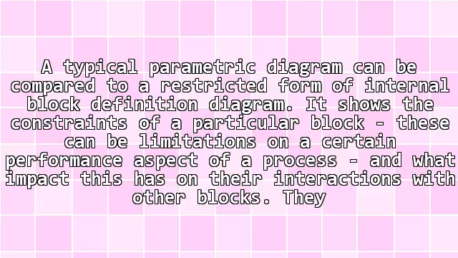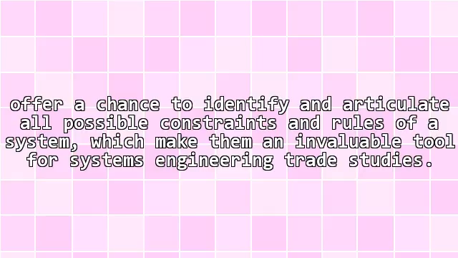Parametric diagrams. A typical parametric diagram can be compared to a restricted form of internal block definition diagram. It shows the constraints of a particular block. These can be limitations on a certain performance aspect of a process and what impact this has on their interactions with other blocks. They offer a chance to identify and articulate all possible constraints and rules of a system, which make them an invaluable tool for systems engineering trade studies.